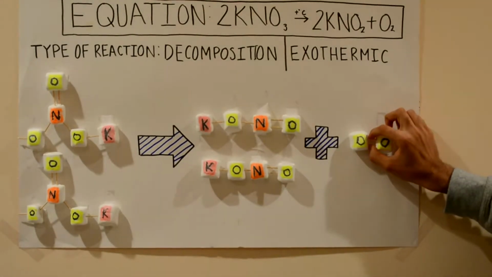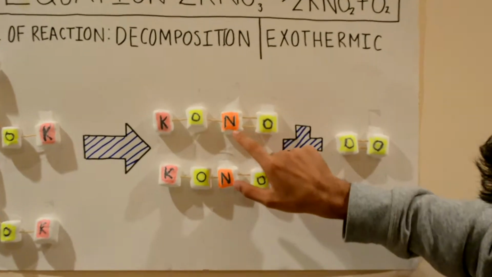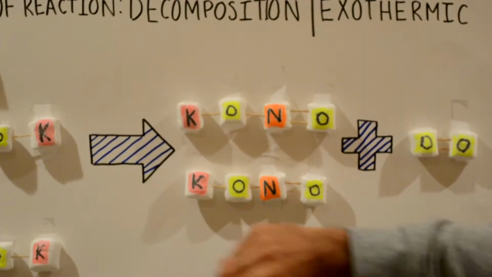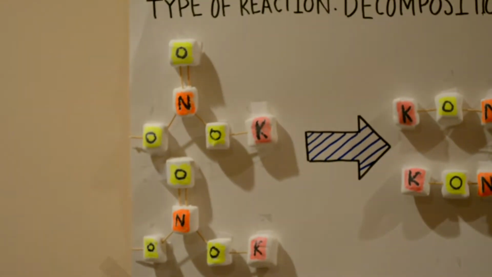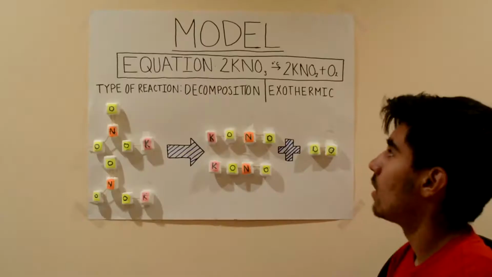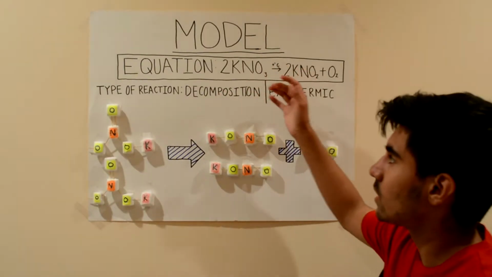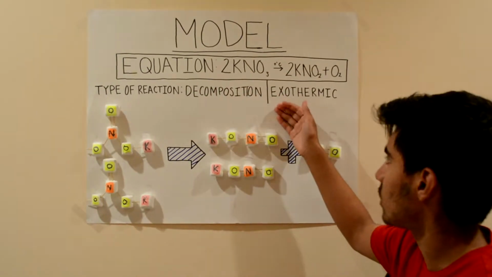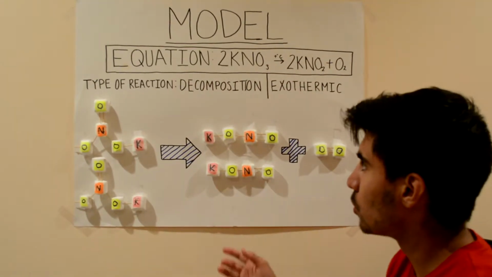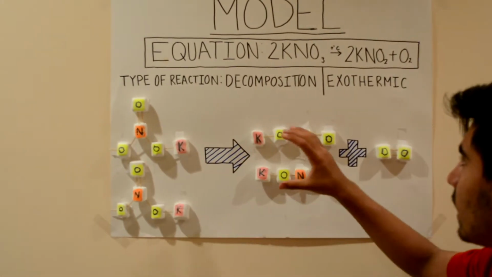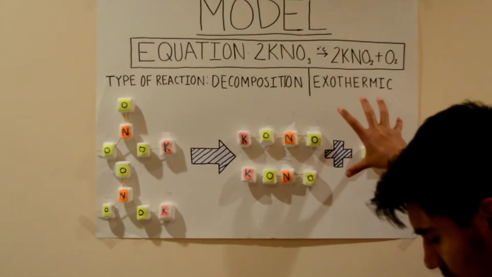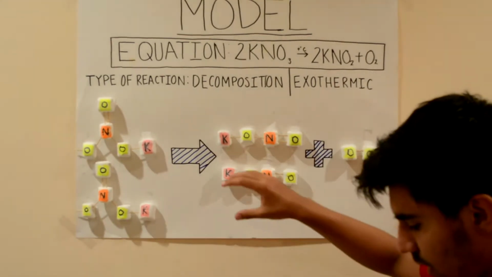In our O2s, there are double bonds, which is also connected from the nitrogen to the oxygens. Those are the only ones that have the double bonds, and everything else has a single bond. This is our chemical equation. The type of reaction is decomposition, which is shown in our model through the potassium nitrate decomposing into potassium nitrite and oxygens by the use of heat.